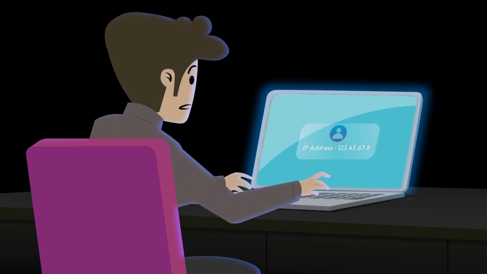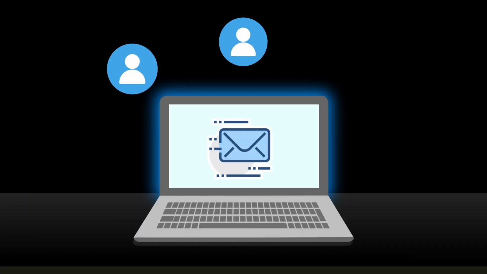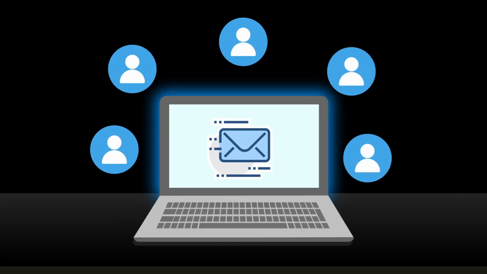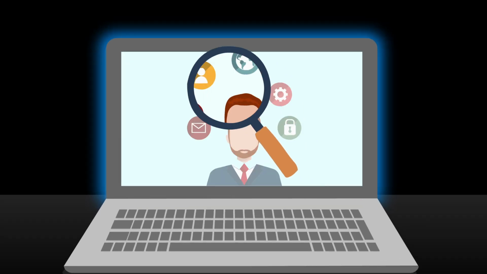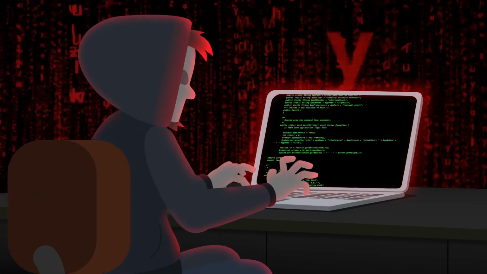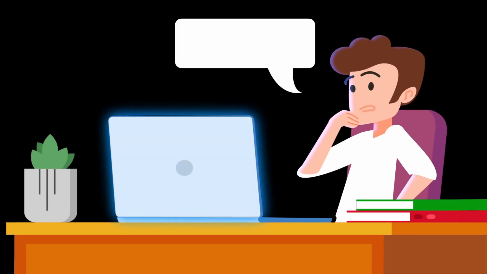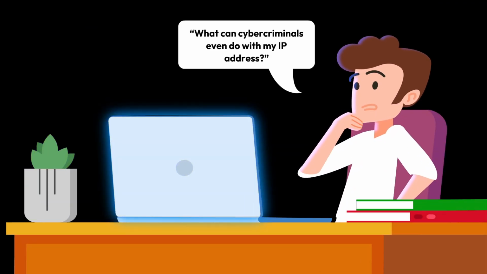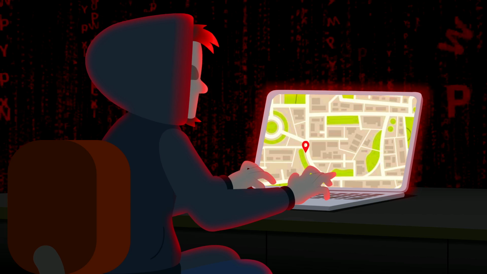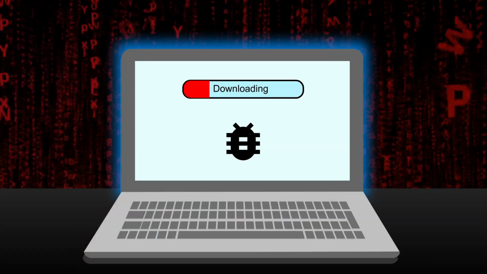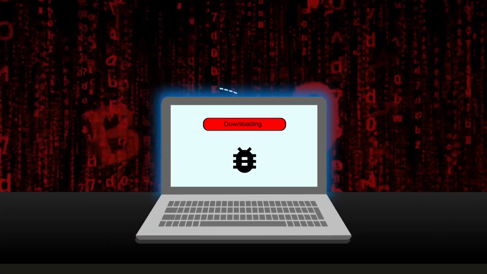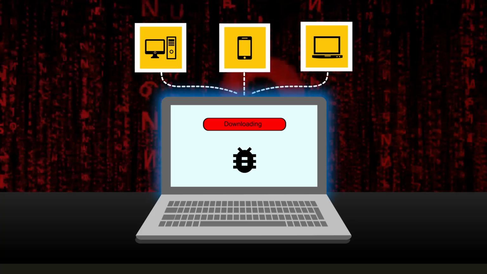Your IP address identifies your network on the internet and allows your device to communicate with others online. Since your IP address reveals sensitive information about you, it's important to know how to protect it from cybercriminals. You might be thinking, what can cybercriminals even do with my IP address? Well, they can track your location, download illegal content while impersonating you, and even target other devices on your network.